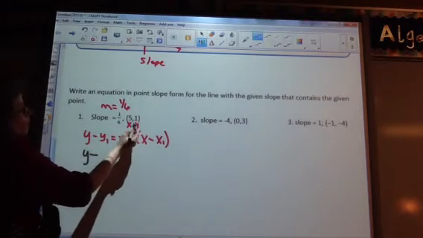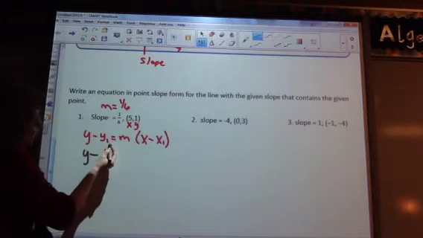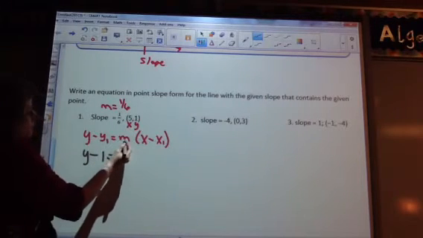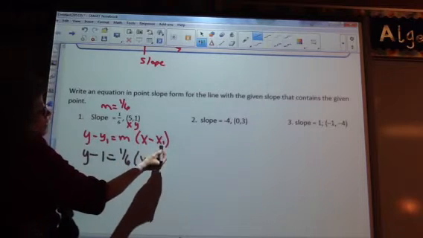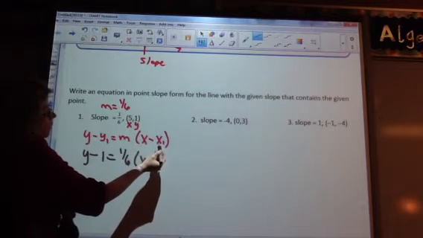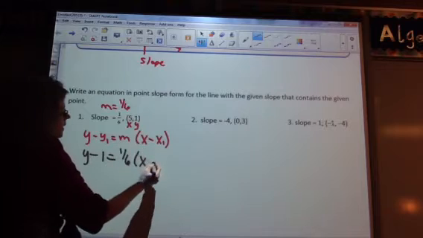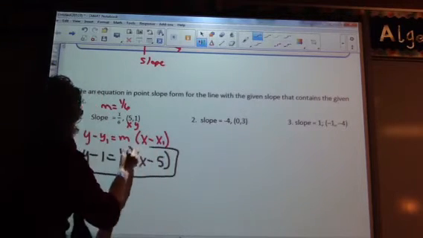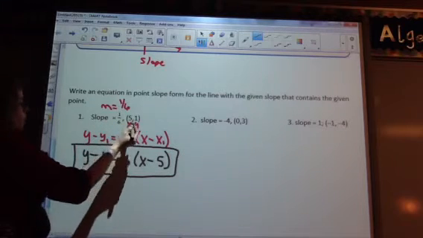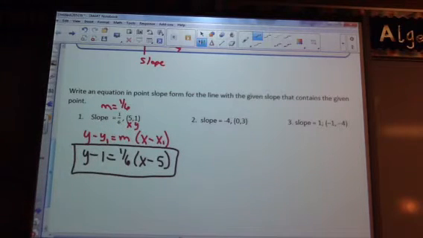Y minus, well, y1, our y subscript 1 is 1. M is our slope, and our value for x is positive 5. So you just put this slope and this point in the point slope formula.